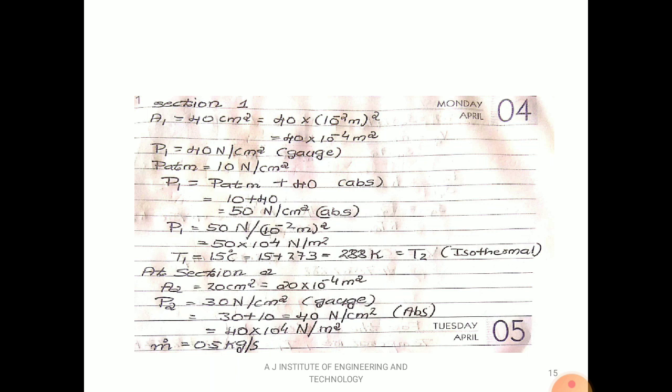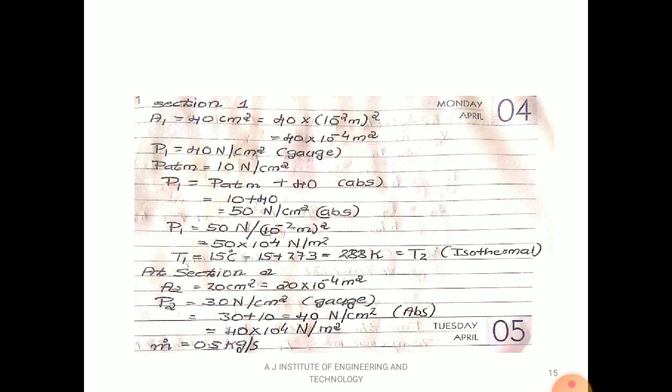So P1 equals 50 Newton divided by 10 to the power minus 2 meter to the power 2. So just convert, and that becomes 50 into 10 to the power 4 Newton per meter square. Don't forget to convert from Newton per centimeter square to Newton per meter square, which is the SI unit of pressure. Otherwise, you are going to end up with a wrong answer.